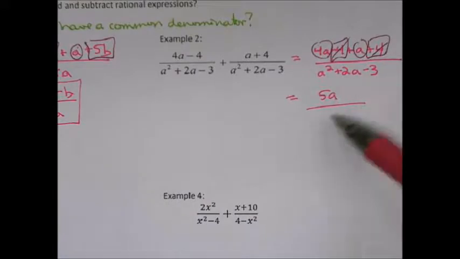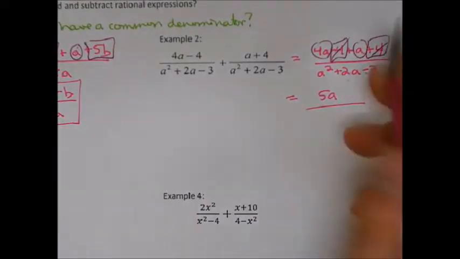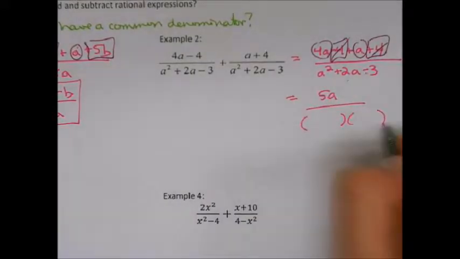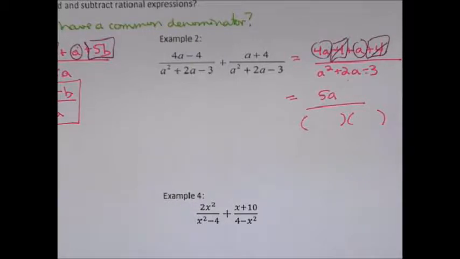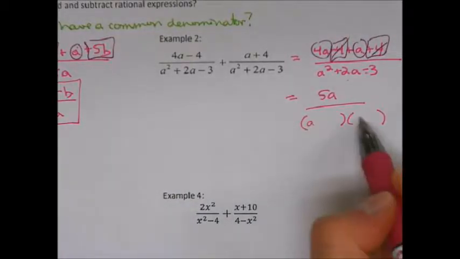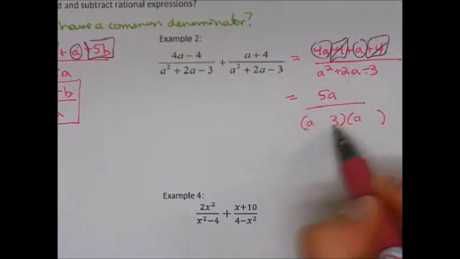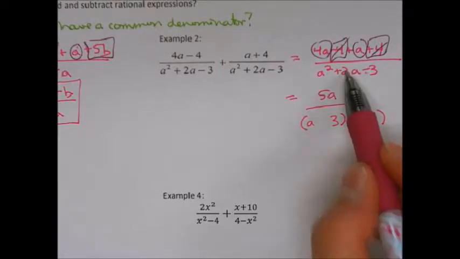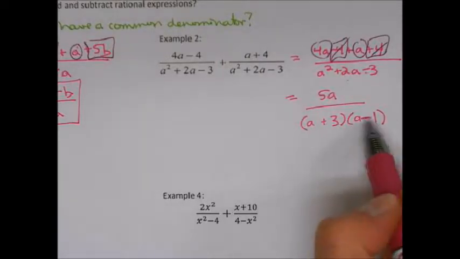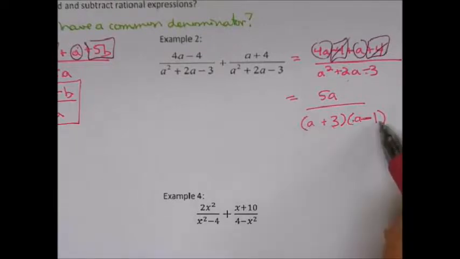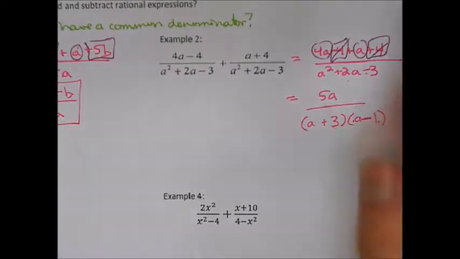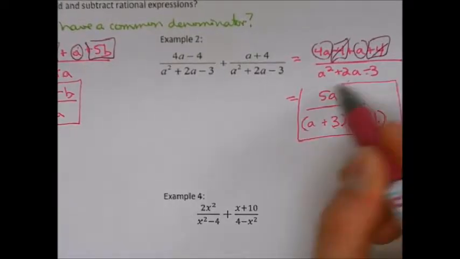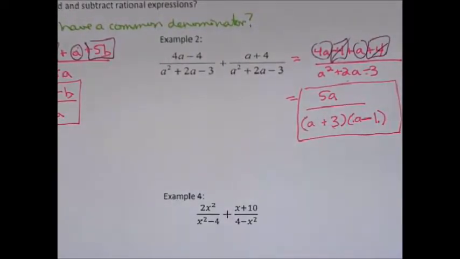Just to check to see if we can cross anything out, we're going to factor the bottom. I want to get to negative 3, so 3 times 1. I want a positive 2, so I'm going to have a positive 3 and a negative 1. So a plus 3 and a minus 1. I don't have anything in common with the top and bottom, so that is my final answer. I want you now to try 3 on your own.